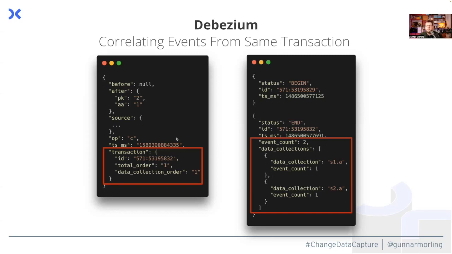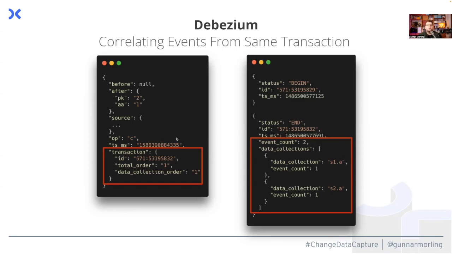So they are ordered. And then you also get, on another topic, those messages which tell you a transaction has started or a transaction has been completed. And in the completed case, we also tell you how many events there are per table type, or essentially per topic, if you were to break it down to Kafka terms. Now this allows you to implement some sort of buffering logic where you can await all the events originating from the same transaction.